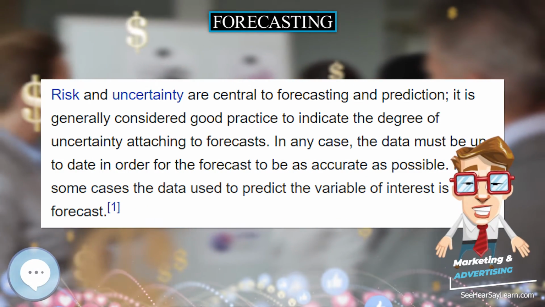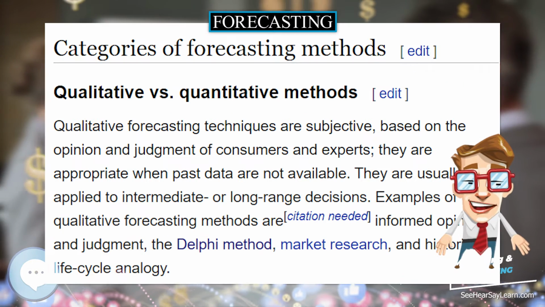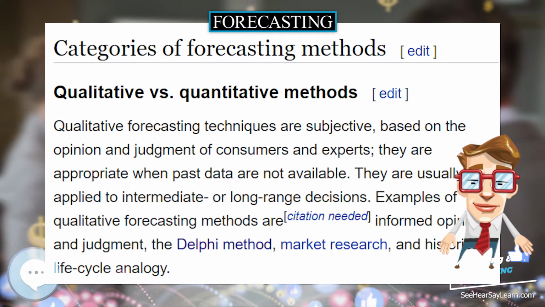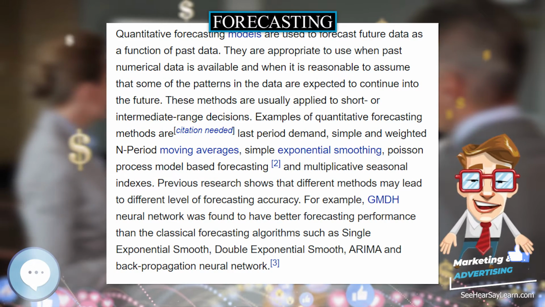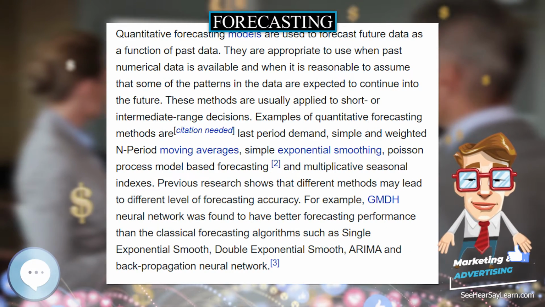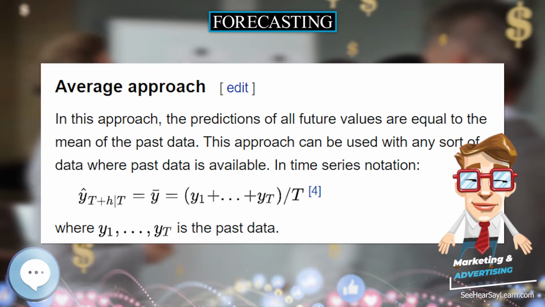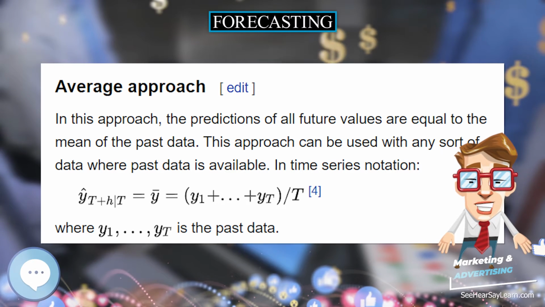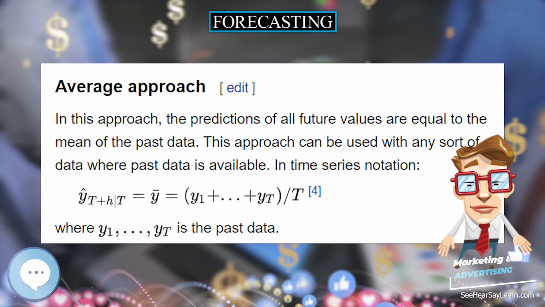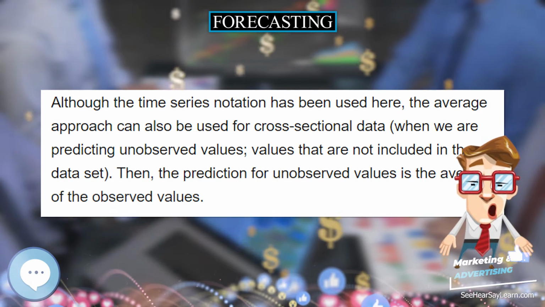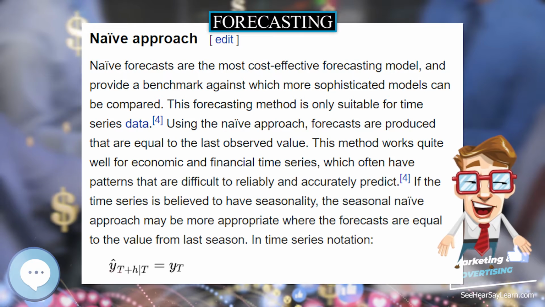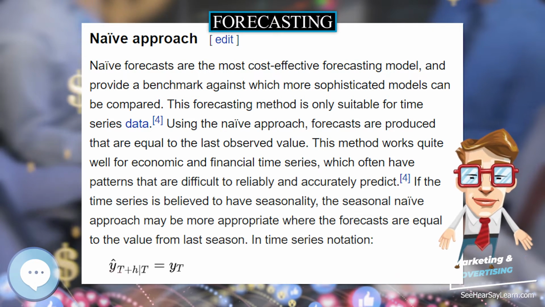Mean absolute percentage deviation, MAPD equals sum from t equals 1 to n of the absolute value of e sub t, divided by sum from t equals 1 to n of the absolute value of y sub t.